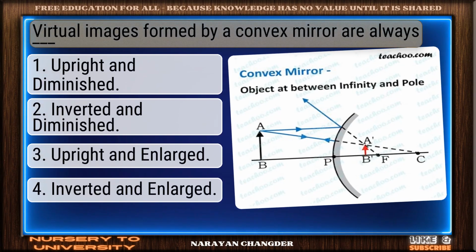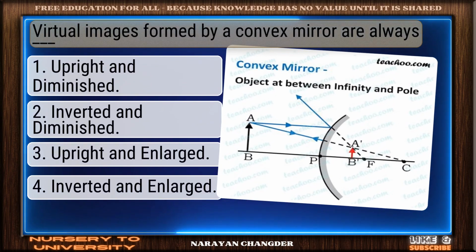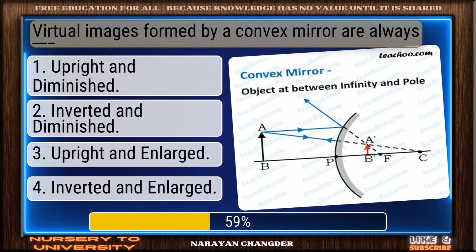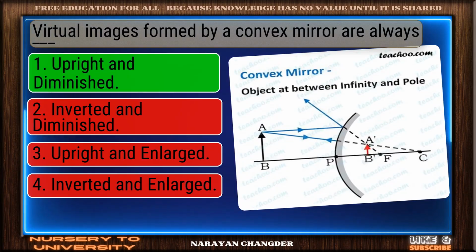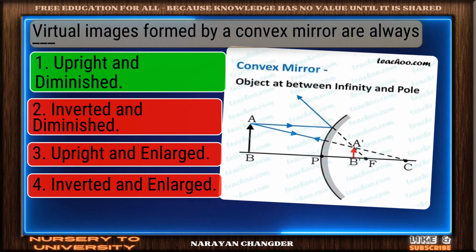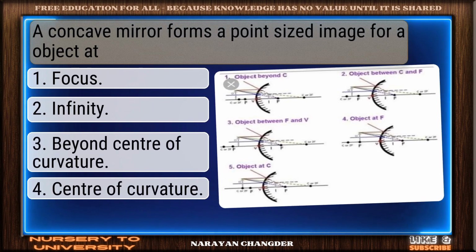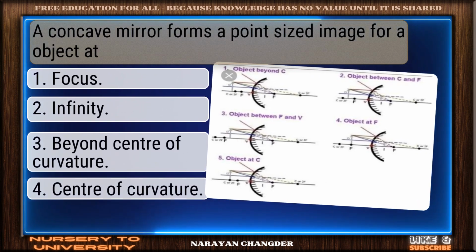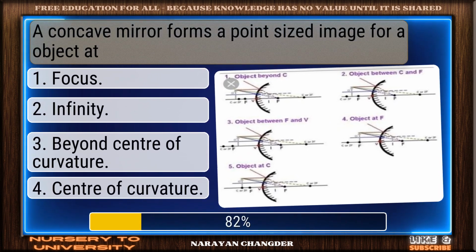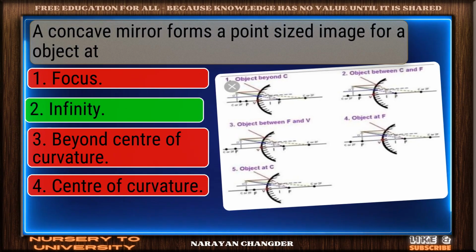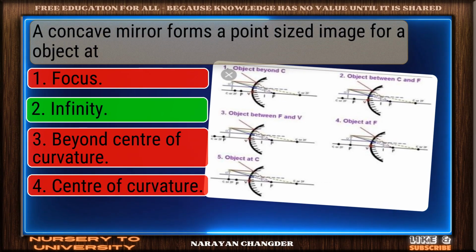Virtual images formed by a convex mirror are always dash. Good job. Upright and diminished works well here. A concave mirror forms a point-sized image for an object at. You're right. Infinity is the correct answer.